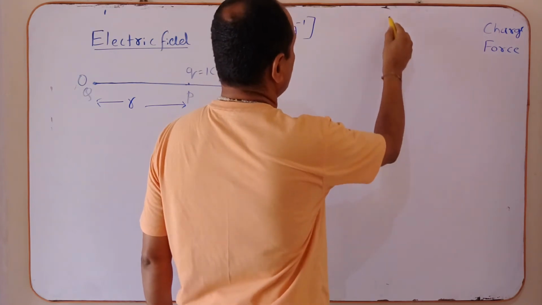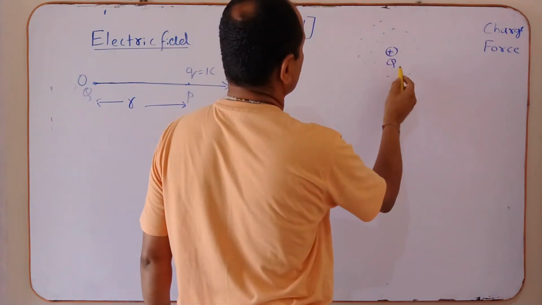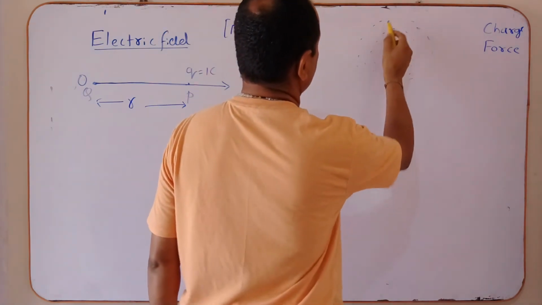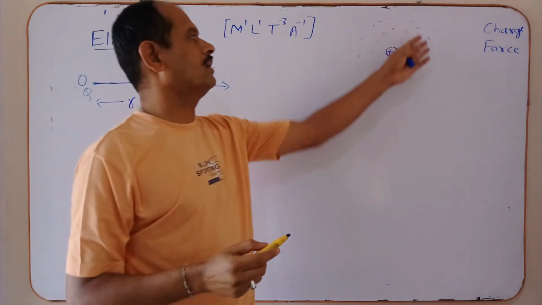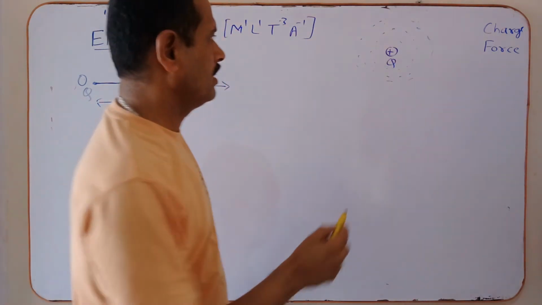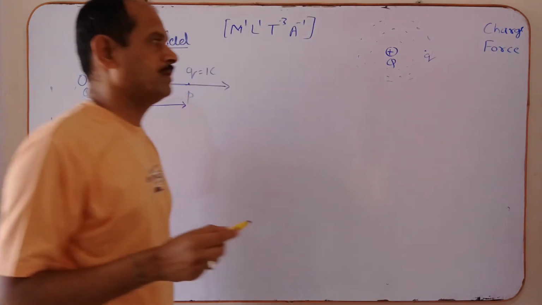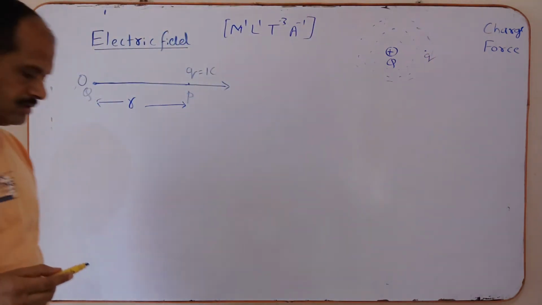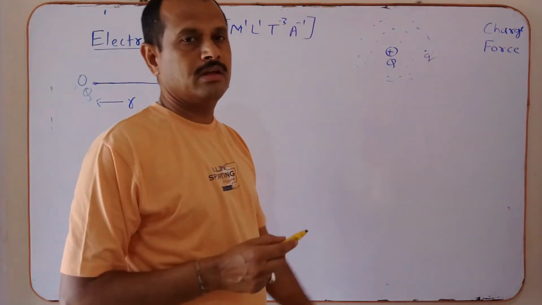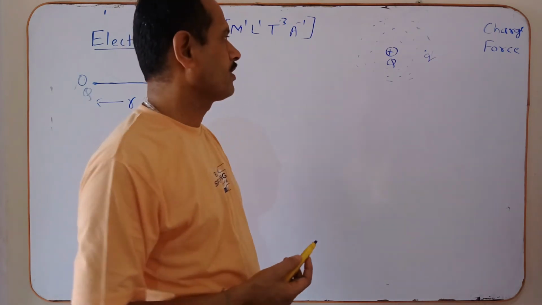Any charge. Now, there is a region or space around the charge. There is an electric field. Now how do you define it? Another charge Q is placed here. What happens? It experiences an electrostatic force of repulsion, or attraction.